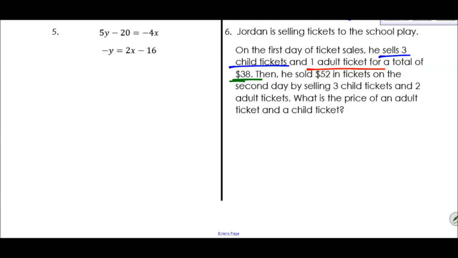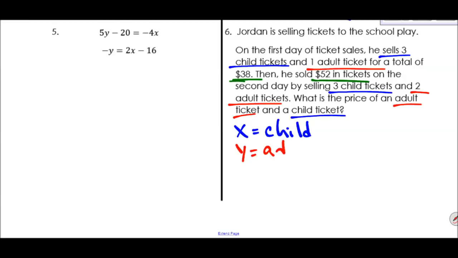Then he sold $52 in tickets by selling 3 child tickets and 2 adult tickets. What's the price of the adult ticket and the child ticket? So we're talking about children's tickets and adult tickets adding up to different amounts on different days. So those are my 2 variables. I'm going to call X my children's tickets. I'm going to call Y my adult tickets.